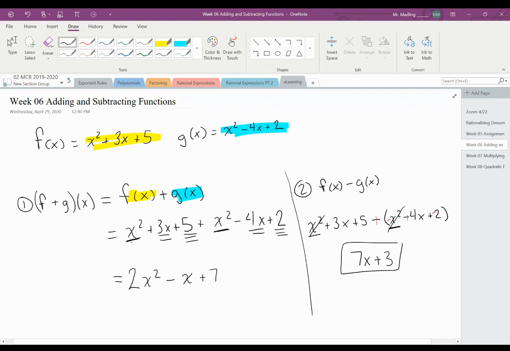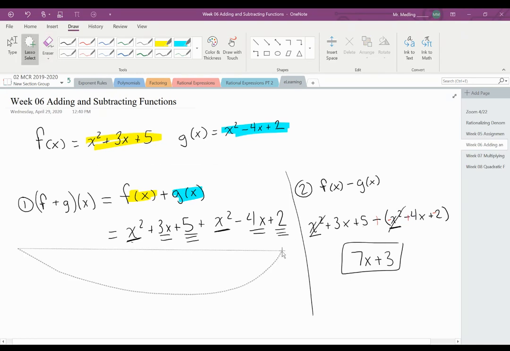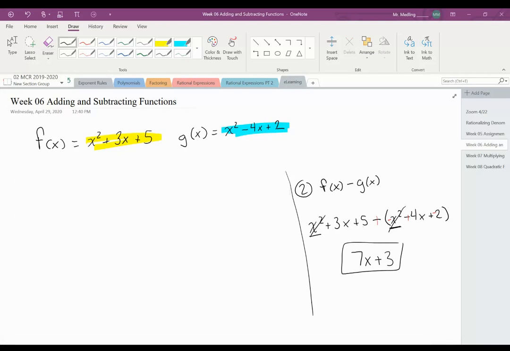All right. With addition, we can use the commutative property. We can do it in any order. Subtraction is not commutative, so we have to make sure that we keep it in the right order. So what I'm going to point out is I'm going to go ahead and do g of x minus f of x. So I'm just going to change the order around.